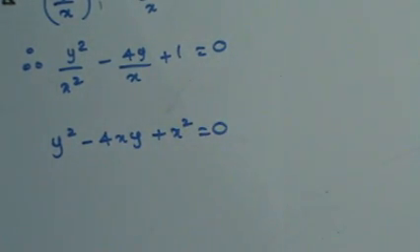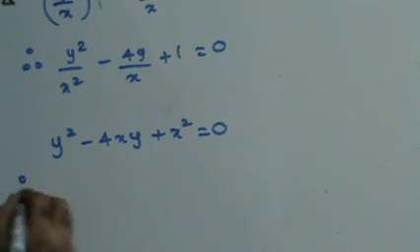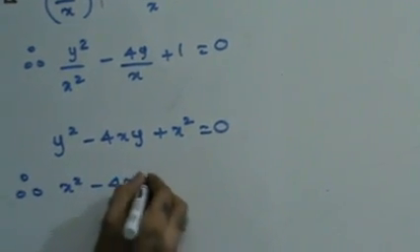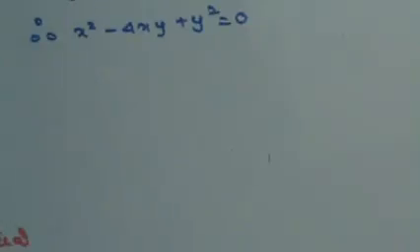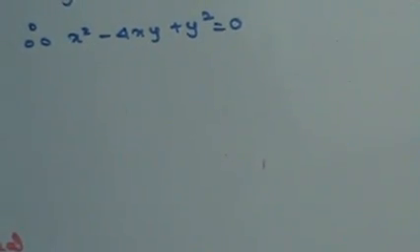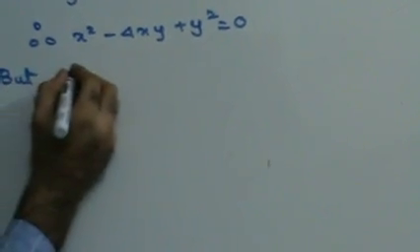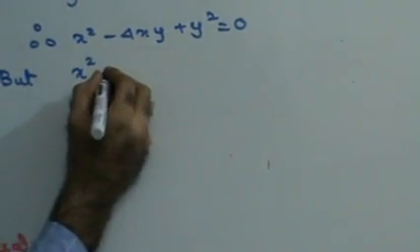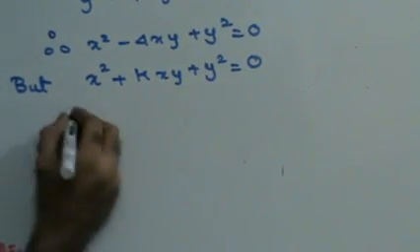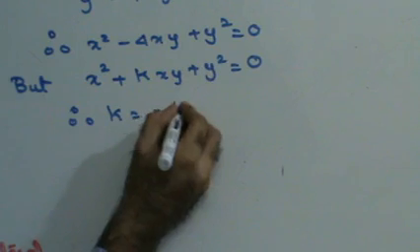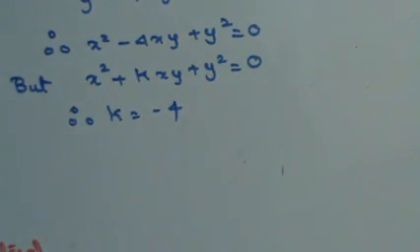Take x square as the common denominator. The x square goes on the other side, multiplies by 0. Anything multiplied by 0 is 0. Right? Therefore, I can say x square minus 4xy plus y square is 0. This is going to be the combined equation of the pair of lines. But they have given us that the combined equation of the pair of lines is x square plus kxy plus y square is 0. If I compare the two equations, I will get therefore k is minus 4. Right? Do we get this thing clear?